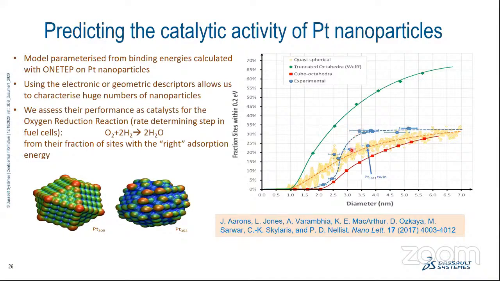Given that scenario, what is the shape of the nanoparticle? If you have cuboctahedron, truncated octahedron, or quasi-spherical, then the activity or the fraction of the sites that are available for oxygen reduction reactions are going to vary with a trend like this. This is an amazing calculation which was done with a company that makes and supplies catalysts, right?